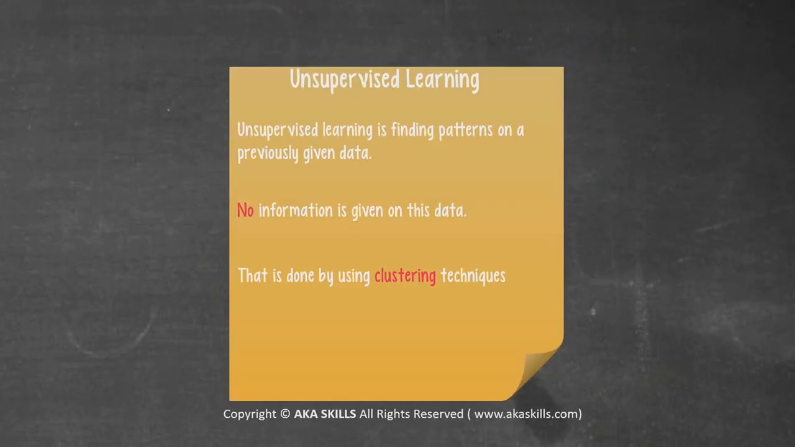So unsupervised learning is finding patterns on previously given data. The idea is we are given some x's, some input data x, but we are not given the y, the labels. Previously in supervised learning, we were always given the y's, and we trained our model to predict the y's for new given data. But this time, we don't have any previous knowledge about our data. So the solution for that is using what's called clustering. So now we're going to learn about clustering and clustering techniques.